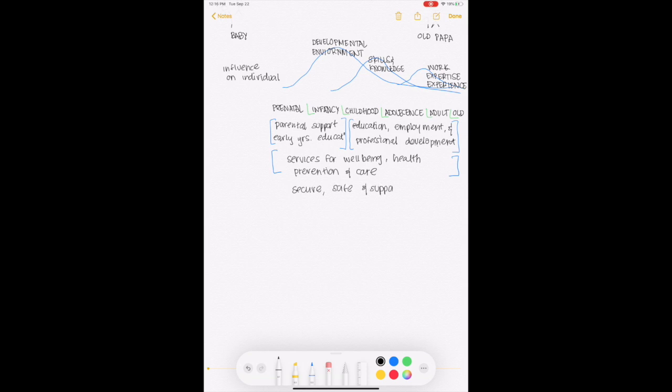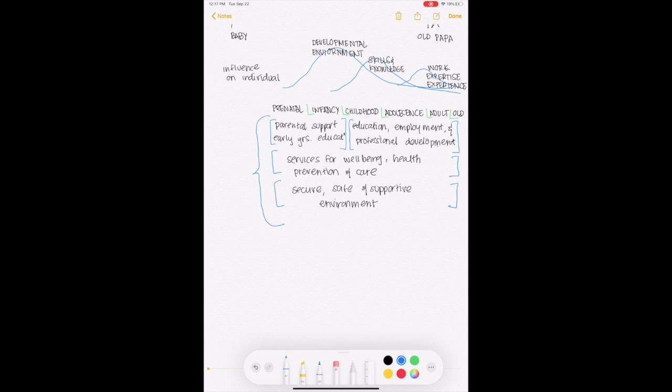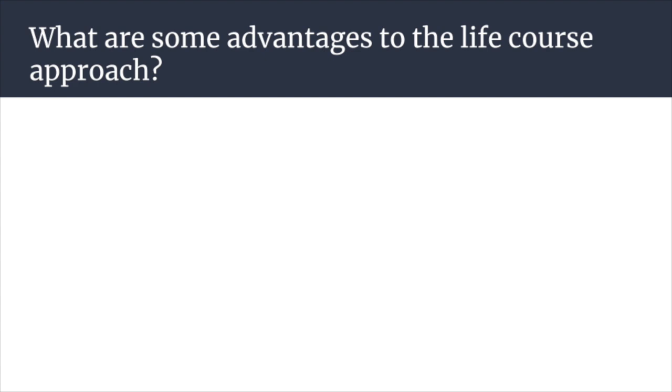Another intervention that we can consider through the life course is making sure that we are operating and living in secure, safe, and supportive environments. So all of these four things, taken together, are a great way to think of areas of intervention or areas of action. So really quickly, I want to talk about what some of the advantages are to the life course approach.